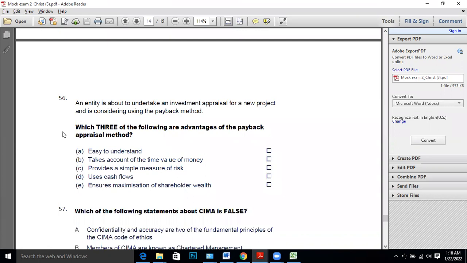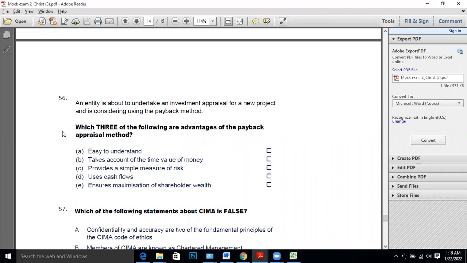Question 56. An entity is about to undertake an investment appraisal for a new project and is considering using the payback method. Which 3 of the following are advantages of the payback appraisal method? It's easy to understand. Yes. Takes account of time value of money? No, it doesn't discount the cash flows. So that is wrong.